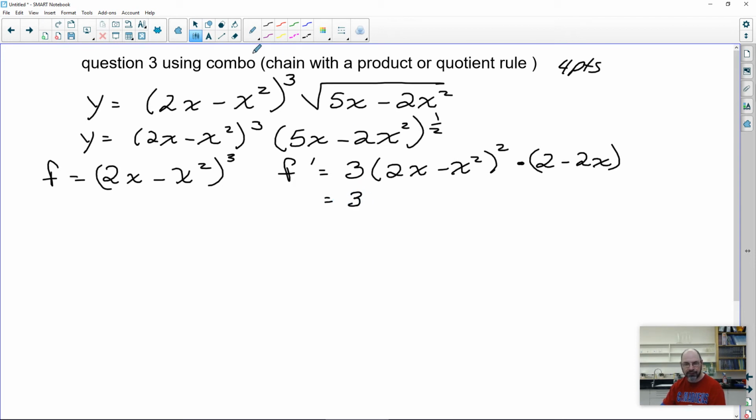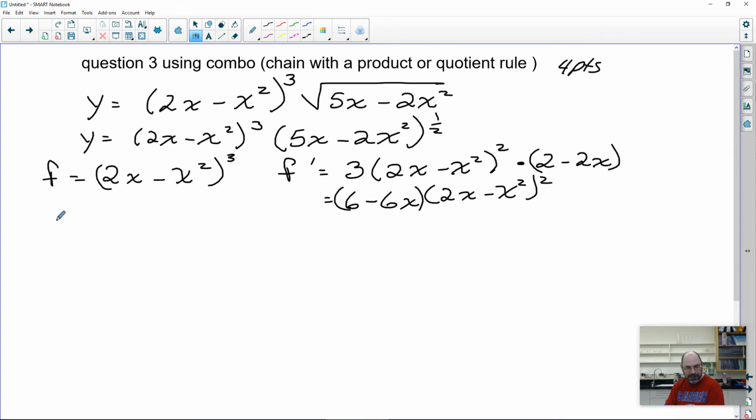3, let's multiply that in the brackets there. 3 times 2. Oops, sorry, I want to erase this. I'm going to multiply the 3 times the 2 minus 2x and put it in brackets. So that'd be 6 minus 6x in brackets times 2x minus x squared all squared.